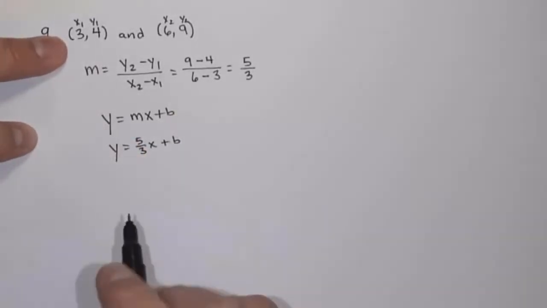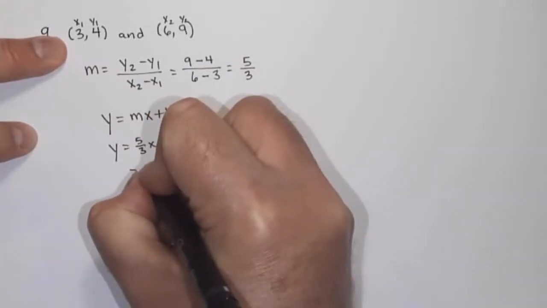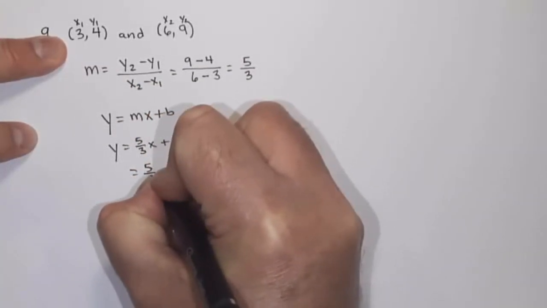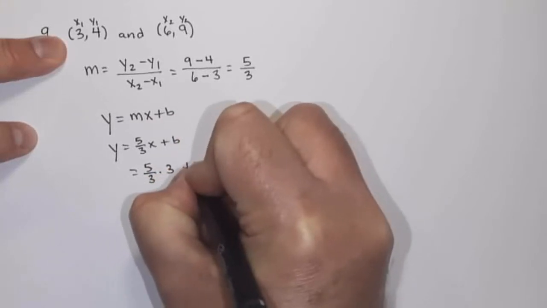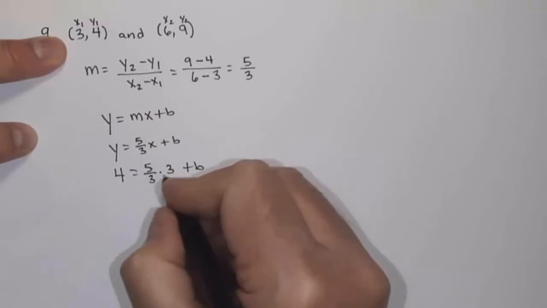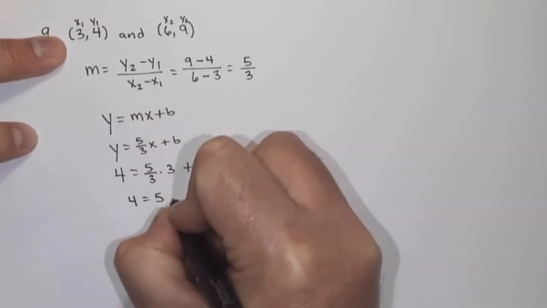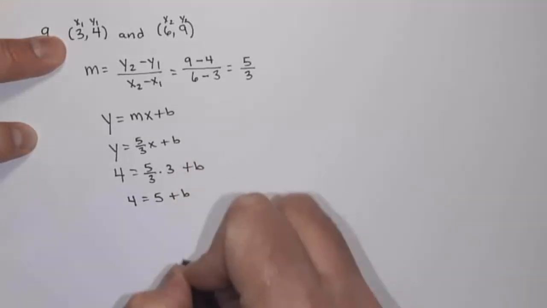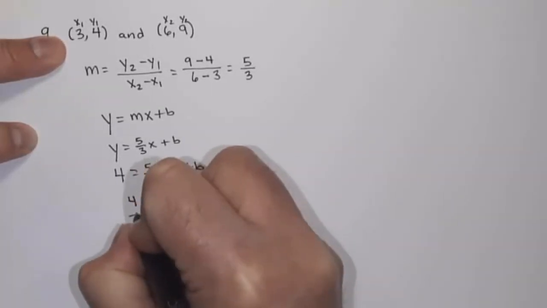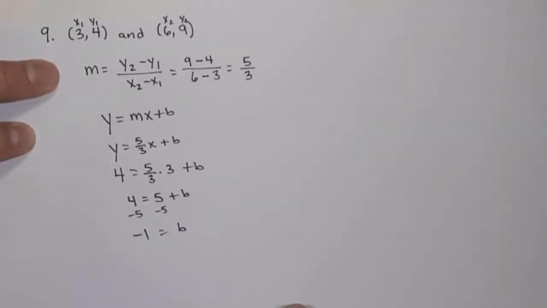So I'm going to use the first point. If I substitute 3 for x, y has to be 4. So I'm going to have 5/3 times 3 plus the y-intercept has to equal 4. Well, 5/3 times 3 is just 5. So I have 4 equals 5 plus the y-intercept. And if we subtract 5 from both sides, the y-intercept has to be -1.